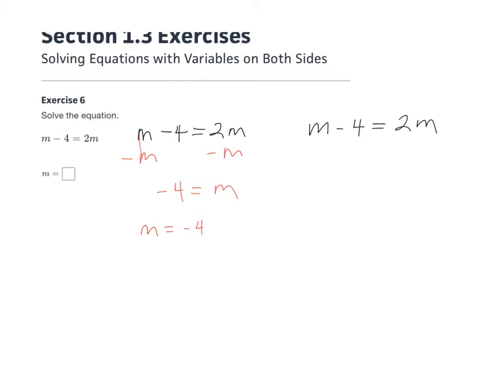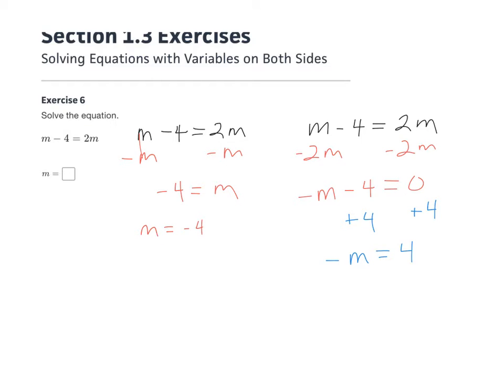Now let's say you couldn't decide, so you decided I'm going to minus 2m. So you minus 2m from both sides. That's going to give you negative m minus 4 is equal to nothing. Now you need to get rid of this negative 4 by doing the inverse, which is adding 4 to both sides. That gives you negative m is equal to positive 4.